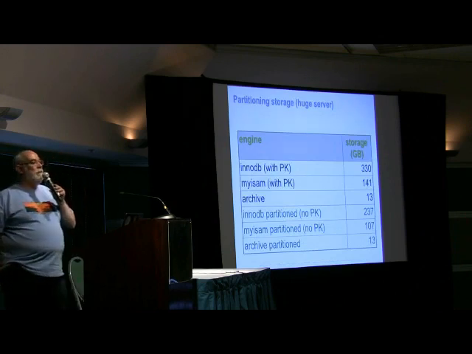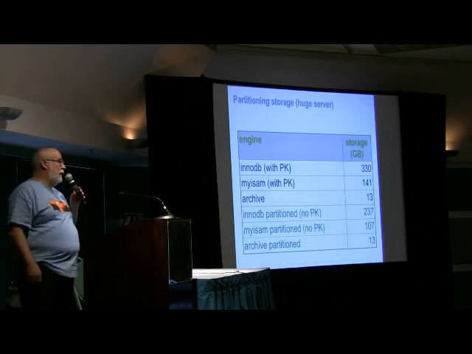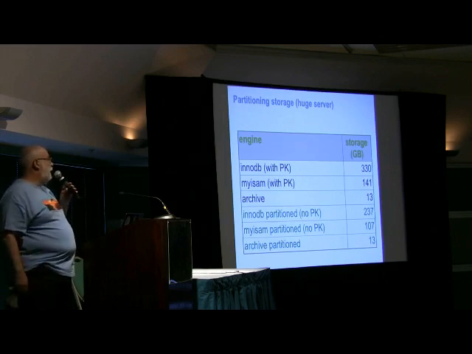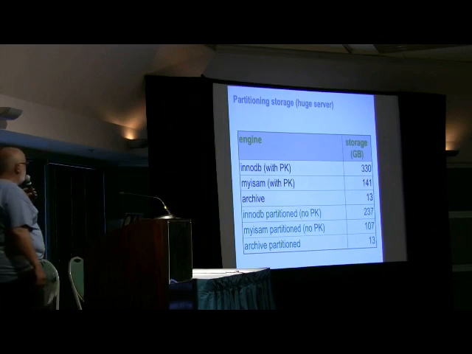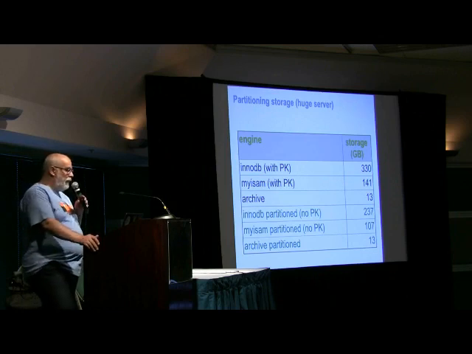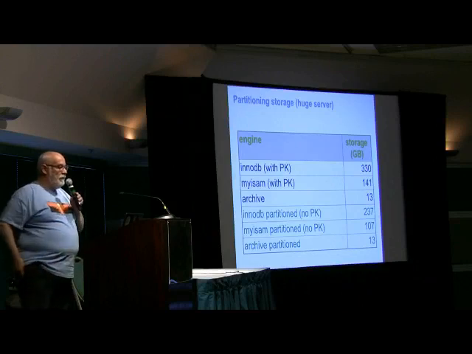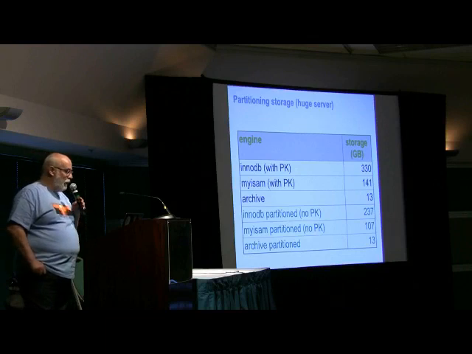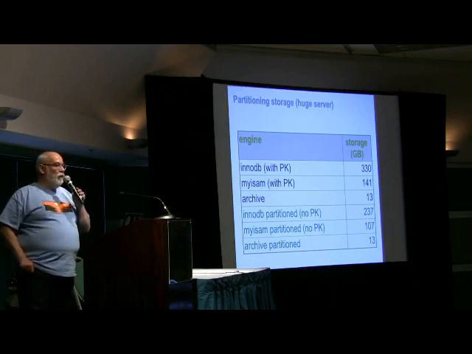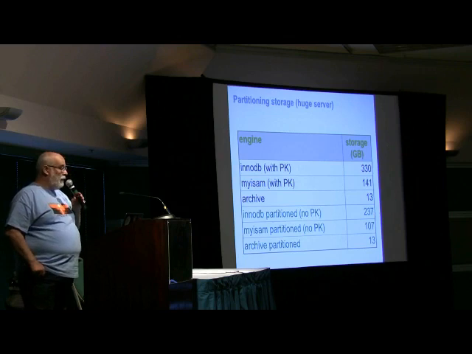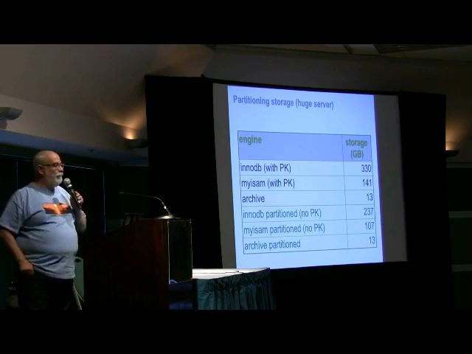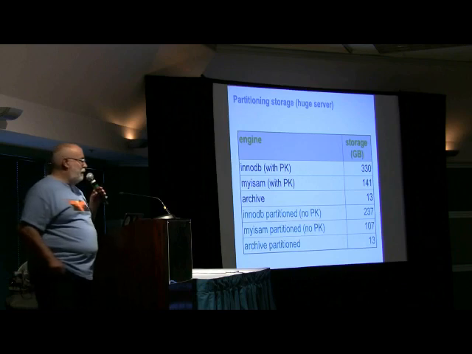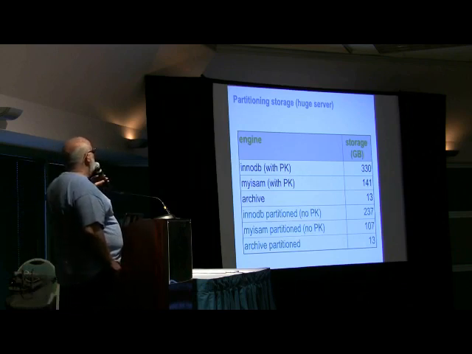But if you use a huge server where we have a database of 330 gigabytes instead of 200 megabytes, the difference is a little bit larger. So we have InnoDB with primary key and MyISAM with primary key that get 330 gigabytes and 140 gigabytes. When we partition without primary key, we get 37 gigabytes and 107 gigabytes. And archive is only 13 gigabytes.